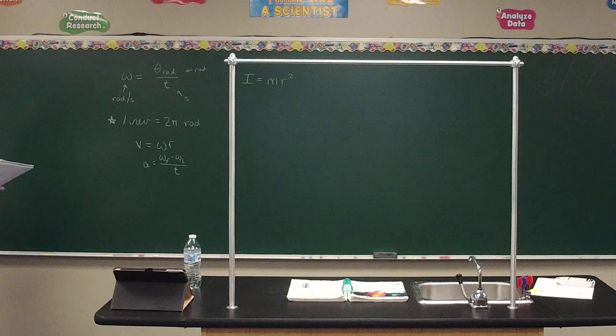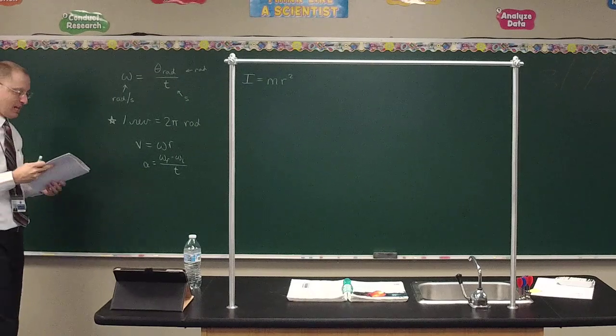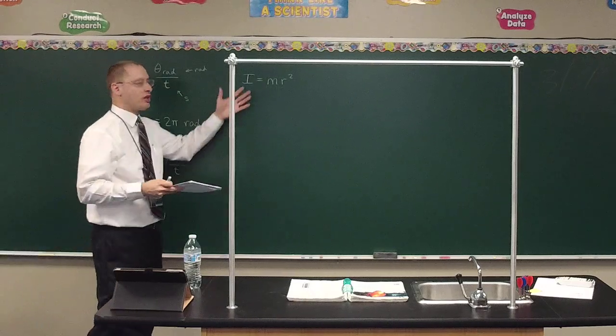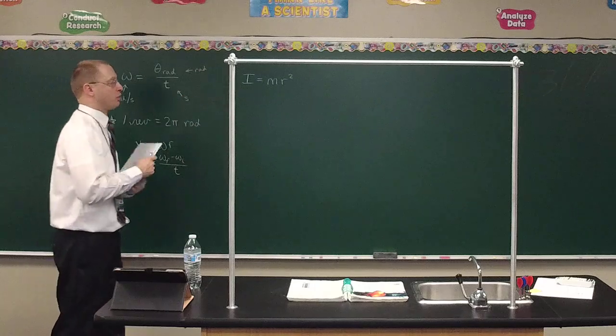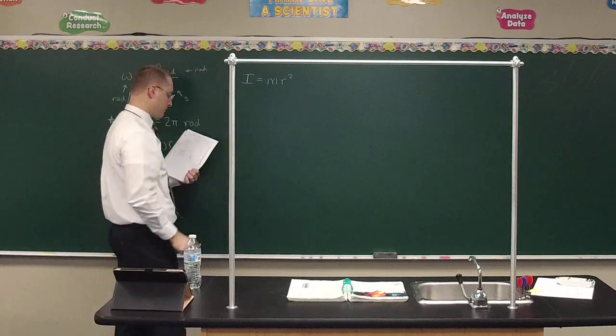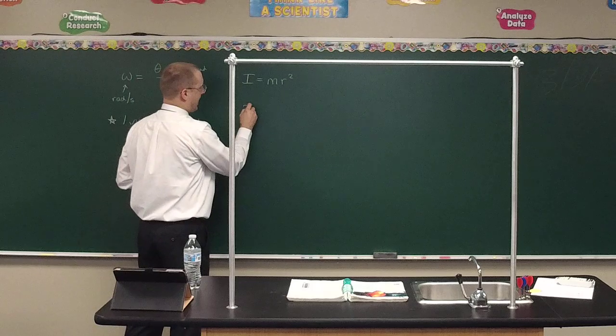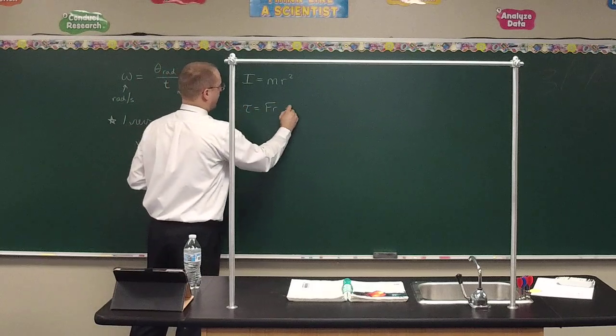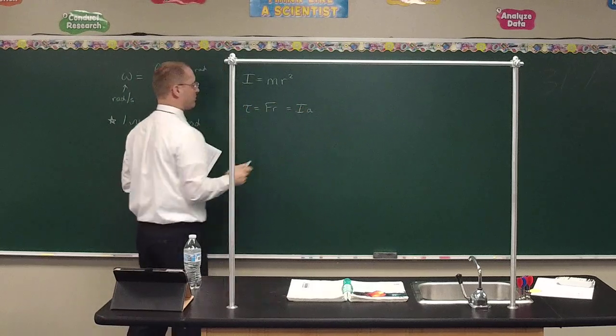Now, that's a general equation. There's exceptions to that, of course. It depends on the shape. But for any particle, mr squared, of course, usually we had some fraction of some kind there. We said that tau, you already wrote this down, wouldn't hurt to write it again. Tau equals FR or tau equals I alpha.